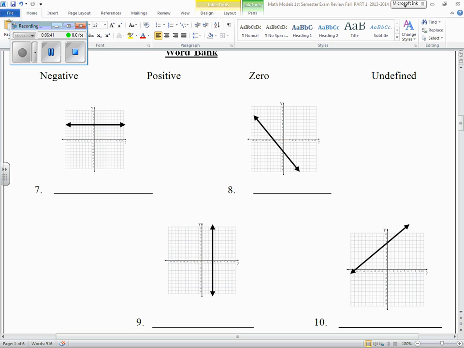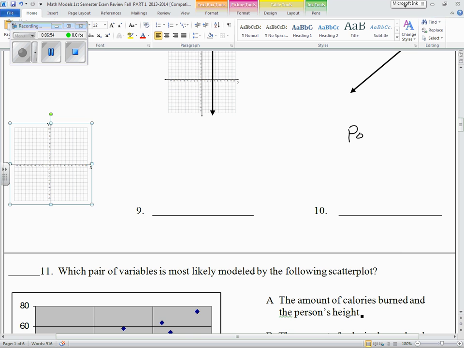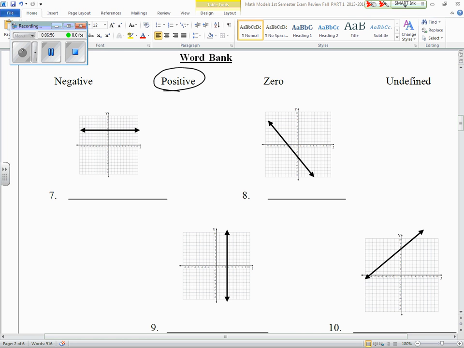Okay, now we have a word bank: negative, positive, 0, and undefined. Well, let's do positive. We just did a positive one. What is positive going to look like? Very good. All right, so this one was positive. Okay. Negative, be going downhill, left to right. Which one's 0? 7. That leaves undefined here.